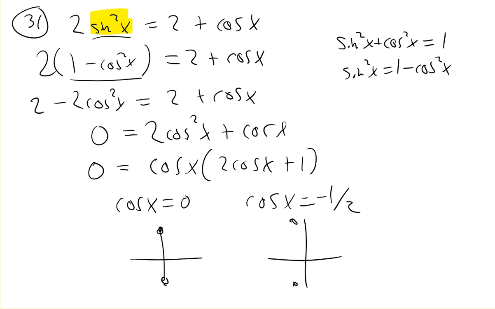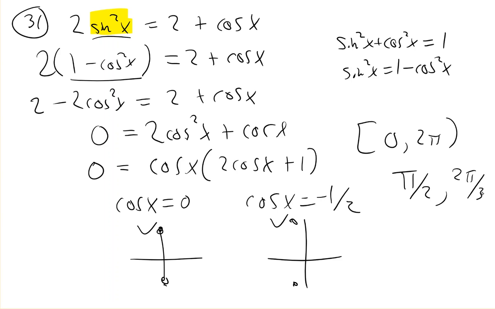So the direction said just list out the answers between 0 and 2 pi. So we've got pi over 2, we've got 2 pi over 3, we've got 4 pi over 3 here, and 3 pi over 2.